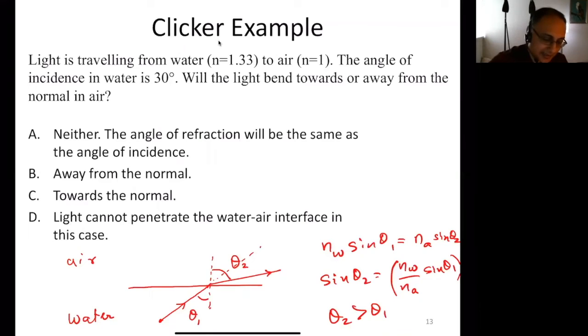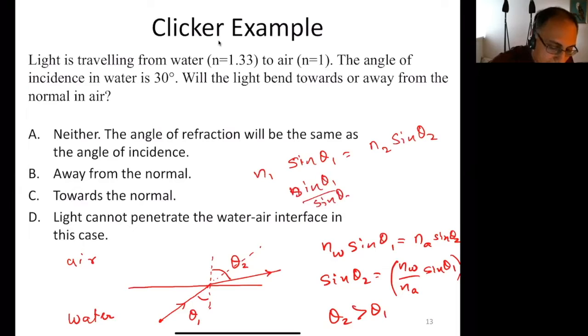You can see that this relationship, N1 sine theta 1 equals N2 sine theta 2, can be written like this: sine theta 1 divided by sine theta 2 is equal to N2 divided by N1. In other words, sine theta is inversely proportional to N, right? And since theta and sine theta behave in more or less the same way, you can loosely say that theta is inversely proportional to N. So when N goes up, theta will go down. And if N goes down, theta will go up. So that's another way of seeing the same thing. That makes sense? All right.